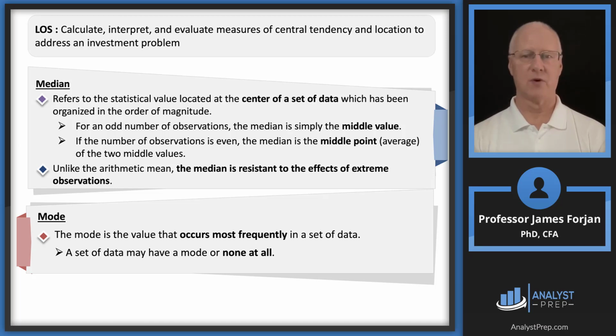The median, of course, is just the value that occurs right in the center of the data. The mode is the one that's most frequently observed. So if there's just one mode, that's called unimodal. And if there are multiple modes, that's called bimodal.